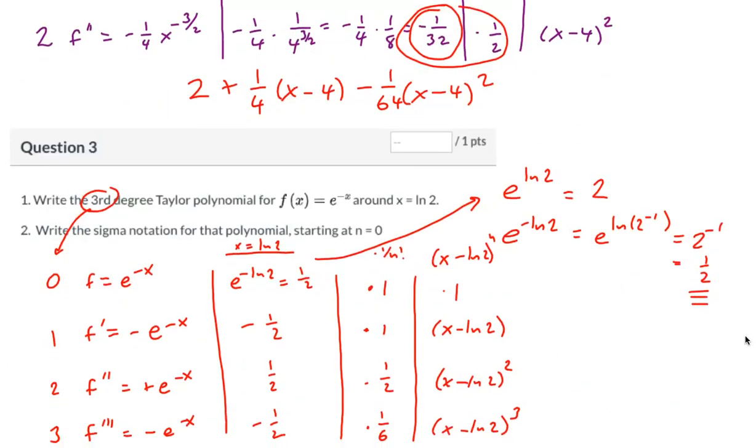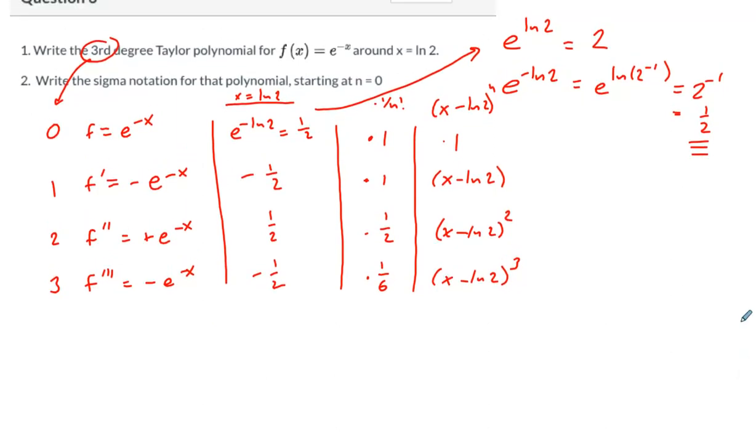And finally, we go to the third problem. Third degree Taylor, 0, 1, 2, 3. e to the negative x is the function. There's a bit of chain rule. Every time you take the derivative, you get e to the minus x and an extra negative 1. So that negative 1 multiplies by another negative 1, it becomes positive, and you just get a kind of flip-flopping of e to the negative x's.